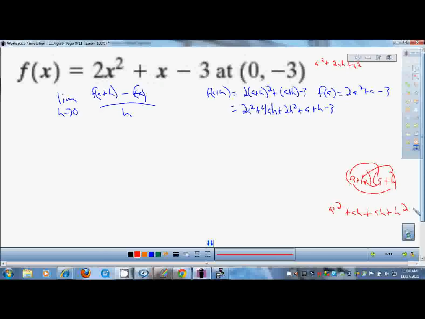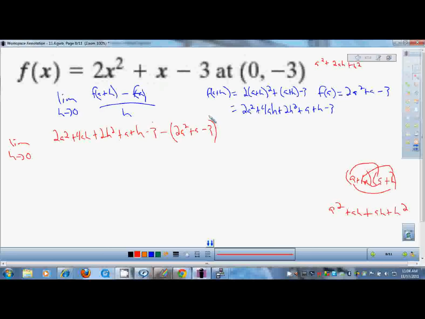All right, we're ready to plug it in. I'm going to plug those into this formula, and I basically saved myself some work. I'll write the limit one last time. The limit of 2a squared plus 4ah plus 2h squared plus a plus h minus 3, minus 2a squared plus a minus 3. I subtracted the second one from the formula.